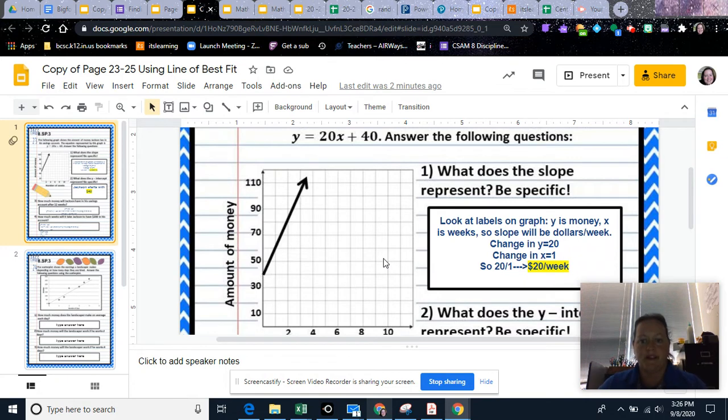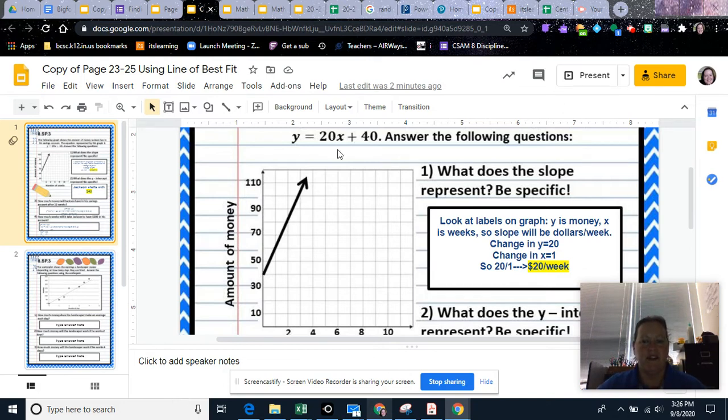What does the slope represent? Be specific. There are two places that you can find the slope. One is the number in front of x. We know that the slope is 20. You can also find it on the graph. If you see this point and this point, you could do rise, so it goes up. It started at 40, goes up to 60, so it went up 20 over 1. The change in y was 20 and the change in x was 1, so it is going to be 20, whether you look at the graph or the equation.